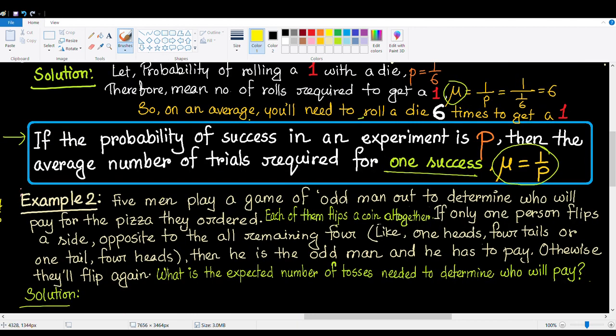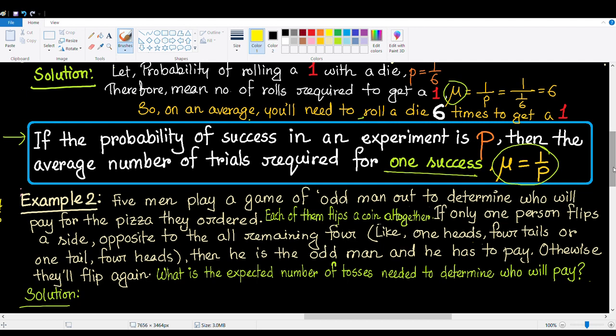Let's see example 2. It states that 5 men play a game of odd man out to determine who will pay for the pizza they ordered. Each of them flips a coin altogether. If only one person flips a side opposite to all the remaining 4, like 1 head, 4 tails, or 1 tail, 4 heads, then he is the odd man and he has to pay for it. Otherwise, they'll flip again. The question is, what is the expected number of tosses needed to determine who will pay?